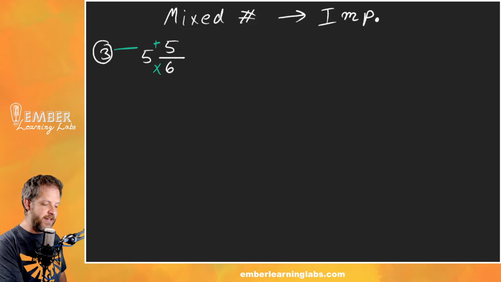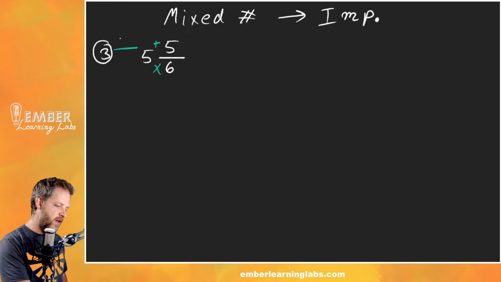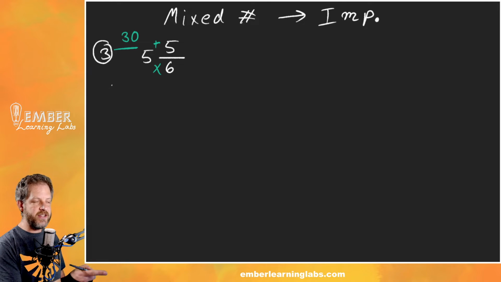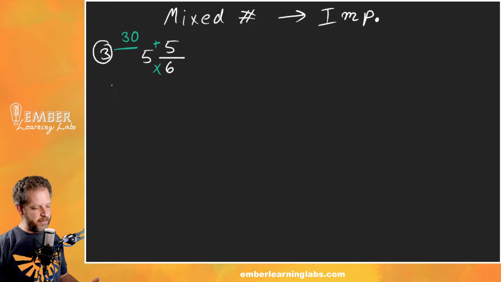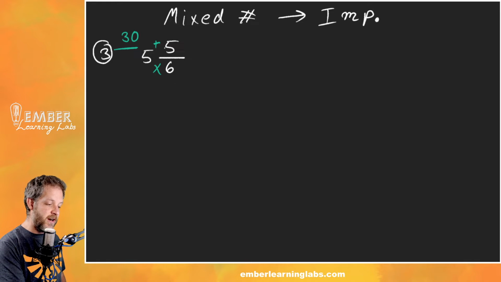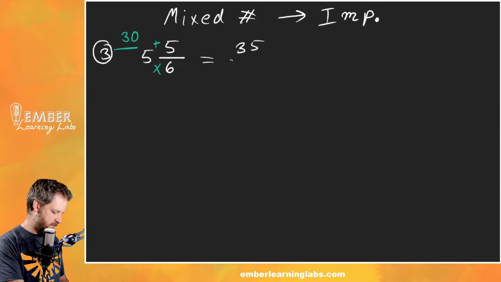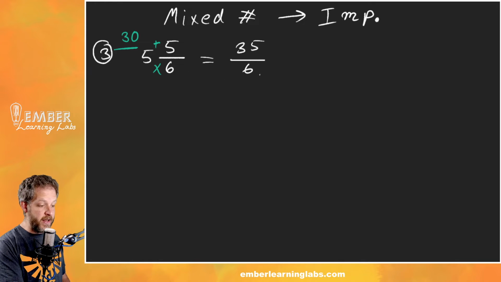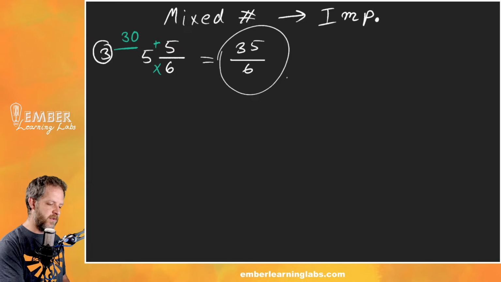Okay, so 5 times 6 is, of course, 30. So that's the intermediate step I want you to do, is I want you to actually write that number down, right? Because if you don't, you're liable to make a mistake. So 5 times 6 is 30, and then we add this numerator. And so we end up with 30 plus 5, which is 35. You notice the denominator stays the same. The denominator always stays the same on these problems, right?